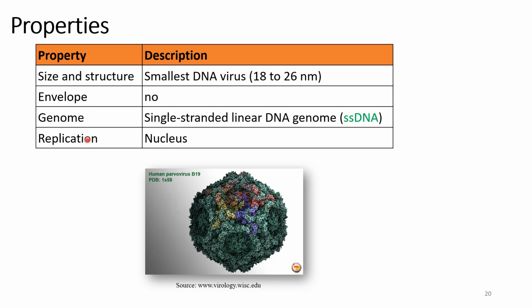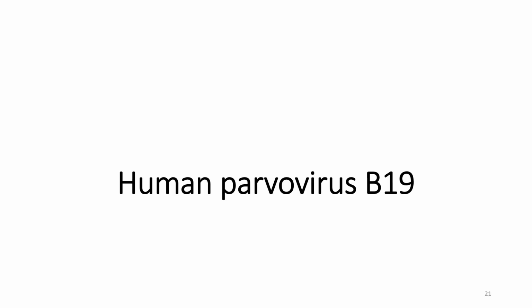So what are the properties of the parvoviruses, or viruses belonging to the Parvoviridae family? These are actually the smallest DNA viruses. Their size ranges between 18 to 26 nanometers. Of course, I don't expect you to memorize these, but just kind of give you an overview of the properties of these viruses. This is in contrast to the very large size of the pox viruses. They have no envelope. Their genome is a single-stranded linear DNA genome. Okay, and as DNA genomes, they follow the usual route for replication in the nucleus.